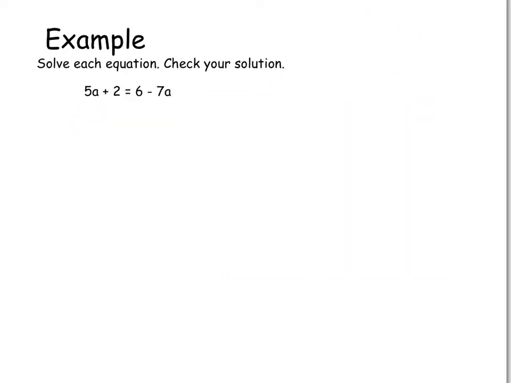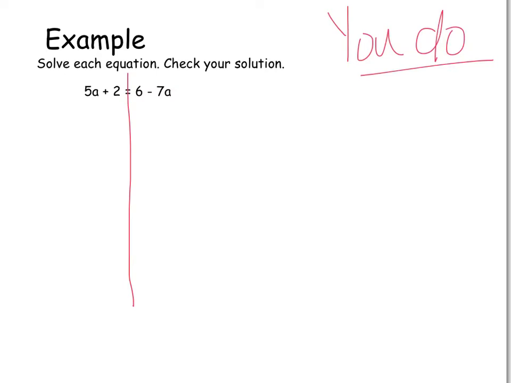All right, let's have this one be another you do. You try this one, and then, when you're ready, check with my work. Go ahead. Okay, now this one can be solved a couple different ways. You can either move this negative 7a, or you could move this positive 5a.